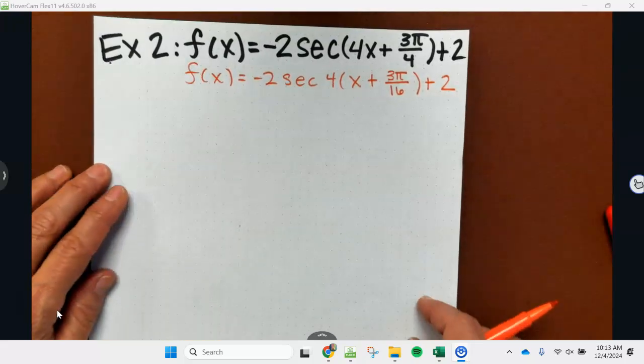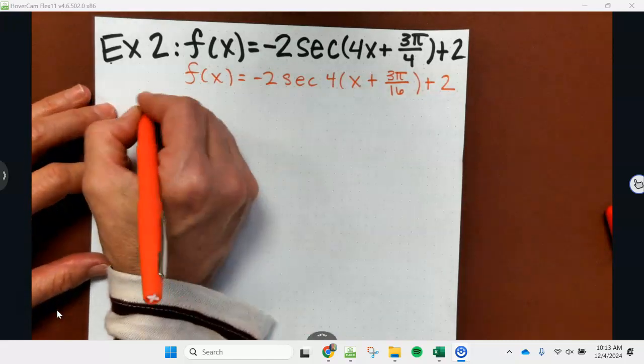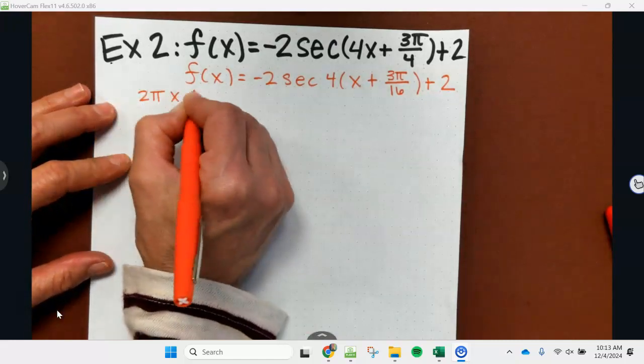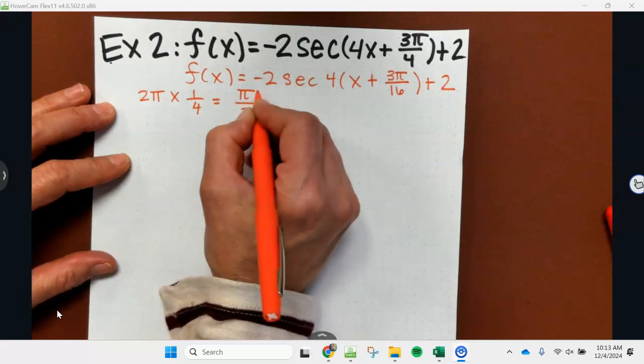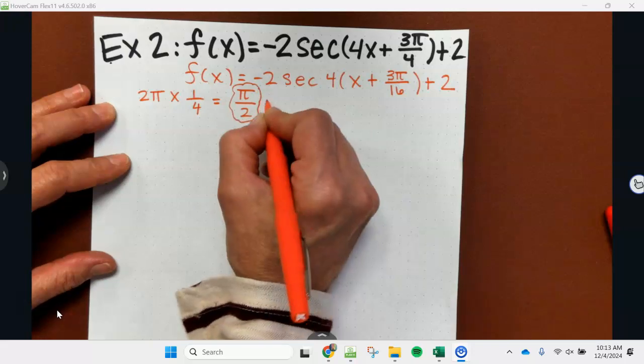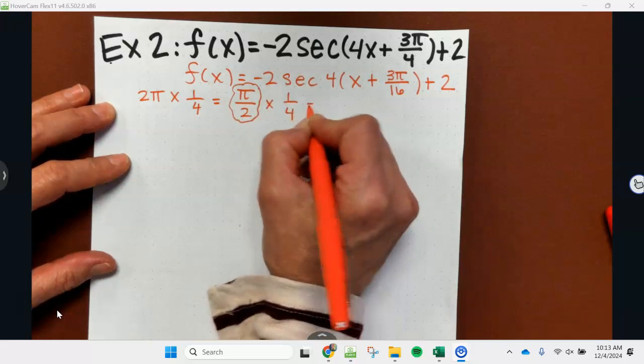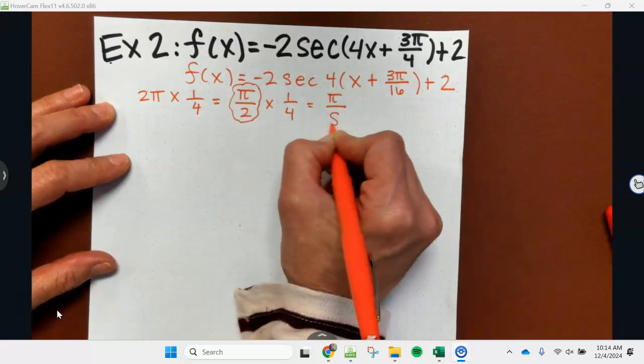All right. Let's find the period. So 2 pi times 1 over b is going to be pi over 2. All right, but now we're going to have to figure out our spacing. So our spacing is going to be pi over 8.